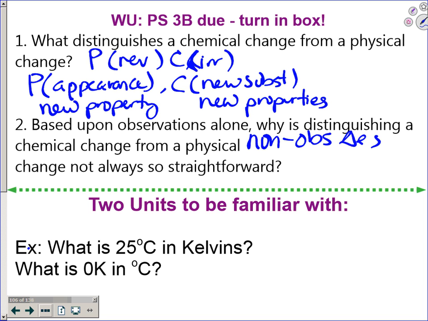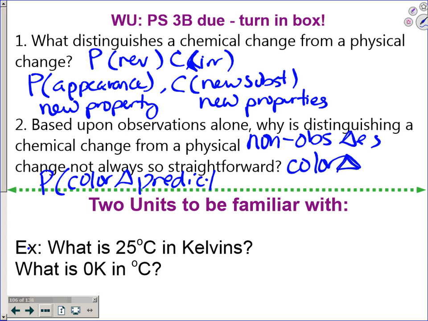There's one more. Yes, Mishka. Like when color happens, I'm not sure which one. Physical. Good. So physical, you can have a color change that is predictable. And then in chemical, we would have an unpredicted color change. So delta means change, okay? Delta means change.